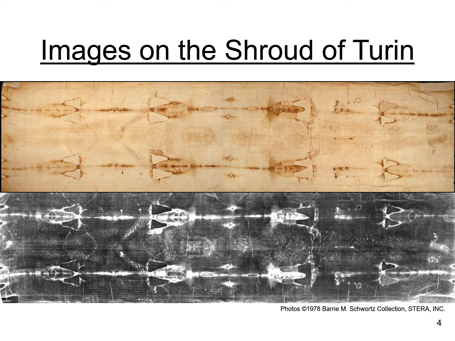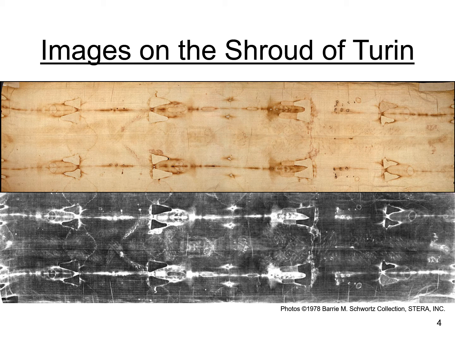The image of the front of the crucified man can be seen on the left side of the cloth, with his head toward the center of the cloth and his feet on the left side of the cloth. The image of the back of the crucified man can be seen on the right side of the cloth, with the head toward the center of the cloth and the feet on the right side of the cloth.